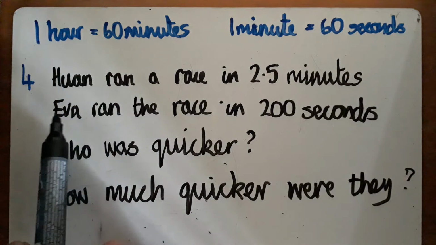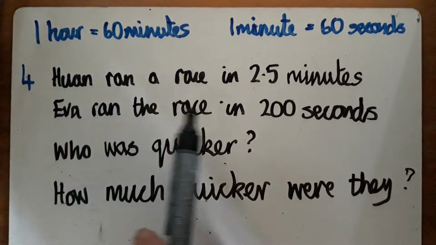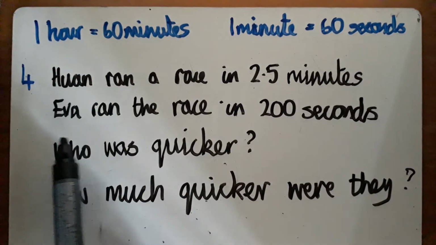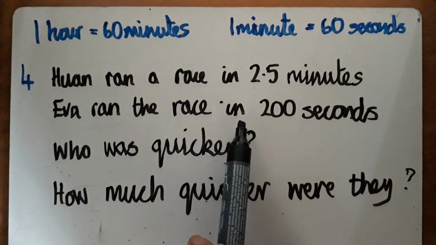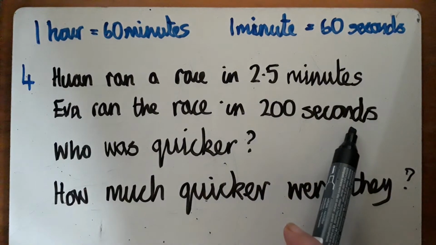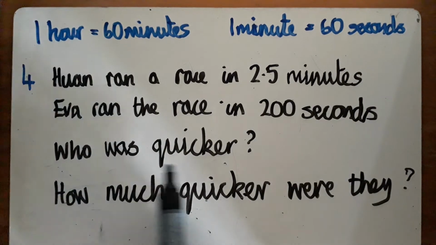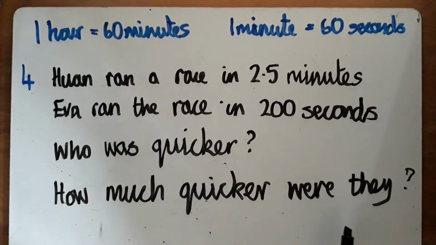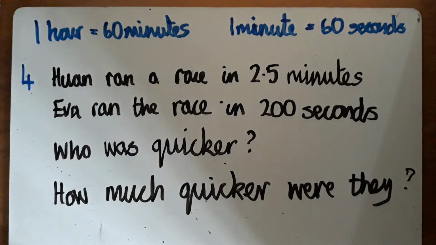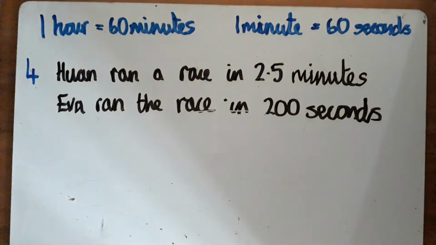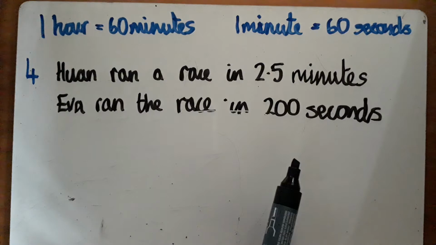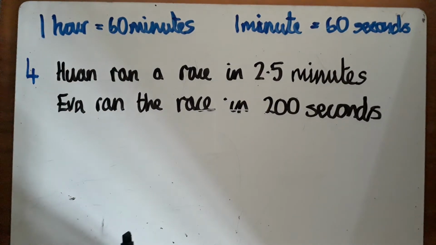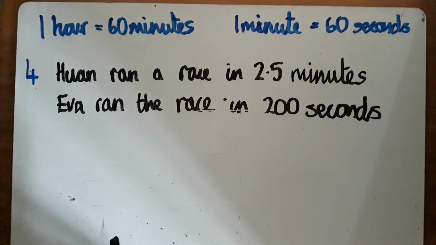Okay, so Juan ran a race in 2.5 minutes. Eva ran the race in 200 seconds. Who was quicker? How much quicker were they? So now I've read the question, I need to work out who won the race.